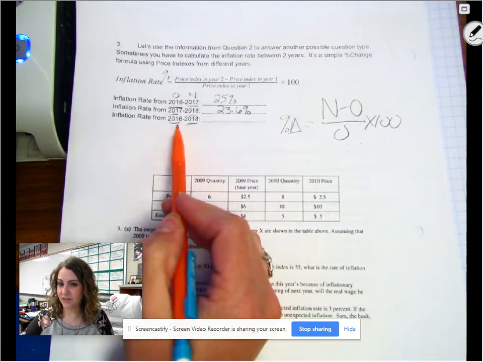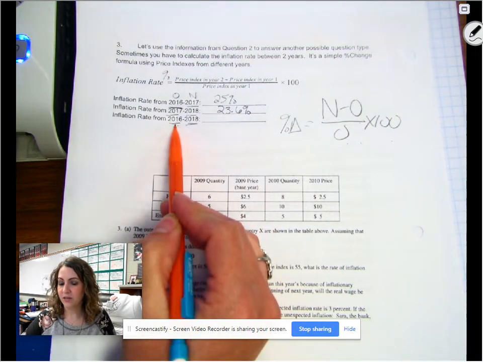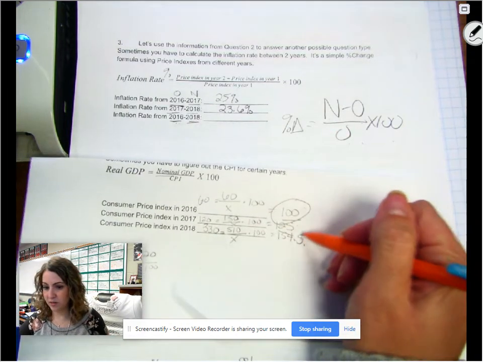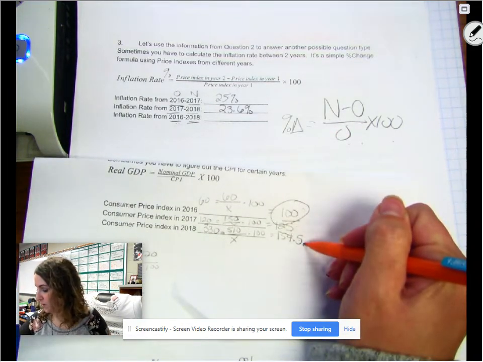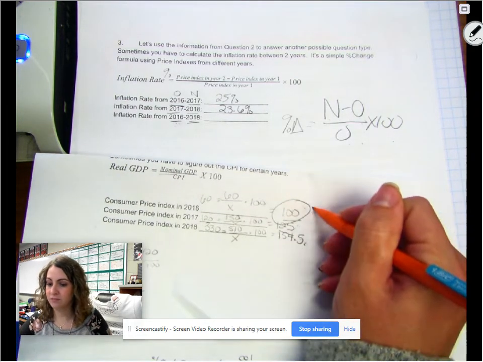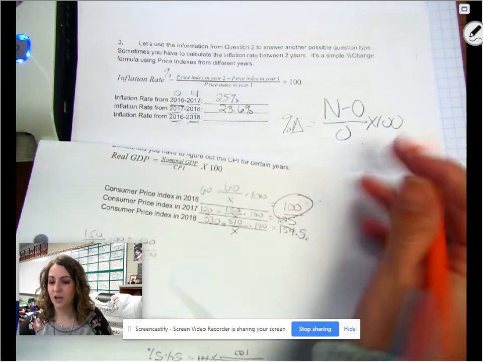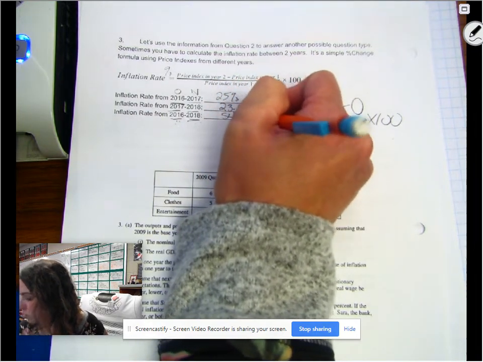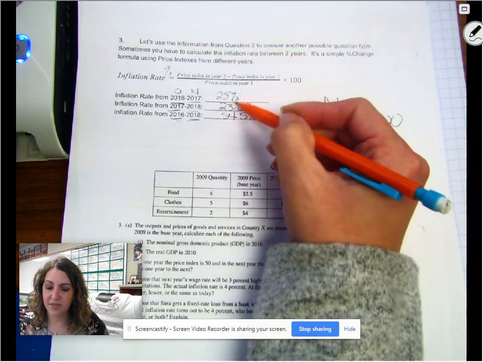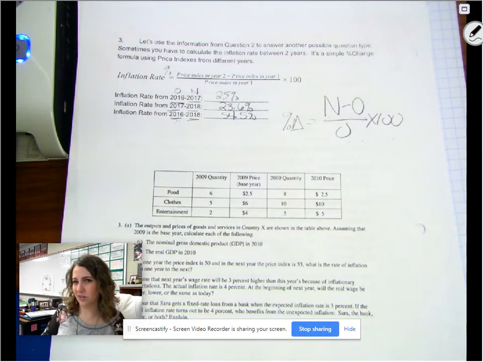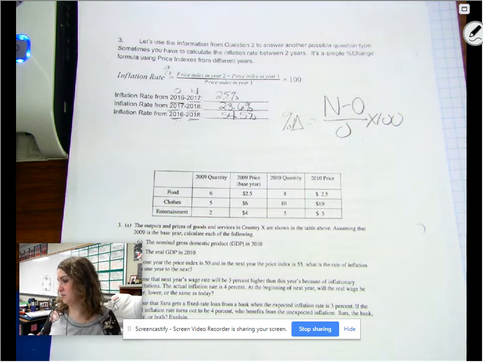And then I do a big jump. I do 2016 and the inflation rate from 2016 to 2018. So then I use these two CPIs. 154.5 is the new one, 100 is the old one, so it's 154.5 minus 100 over 100 times 100. You're going to get 54.5. Don't just add these two numbers together and think that that's going to be the same for both years. It's not, math doesn't work that way. It's percent change, not amount change, and that matters. Okay.